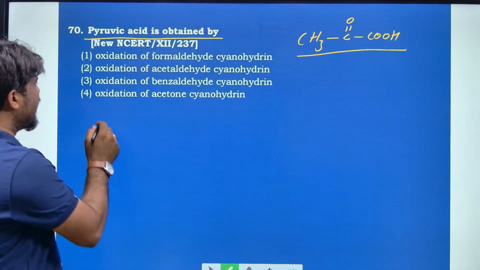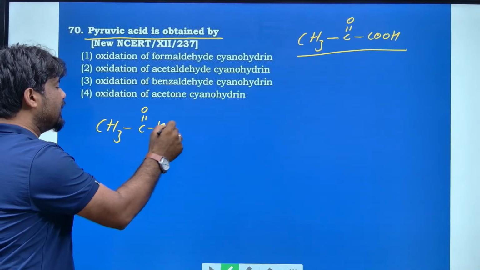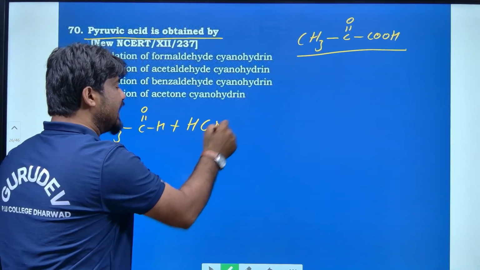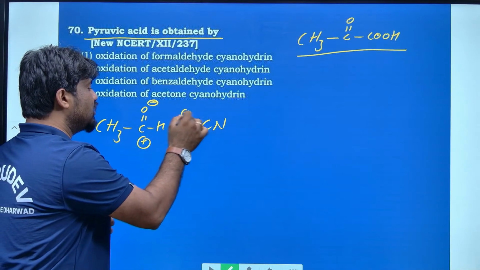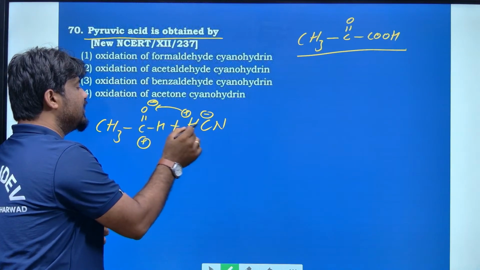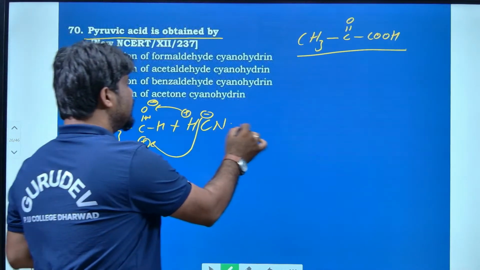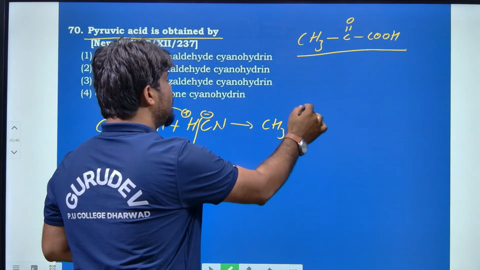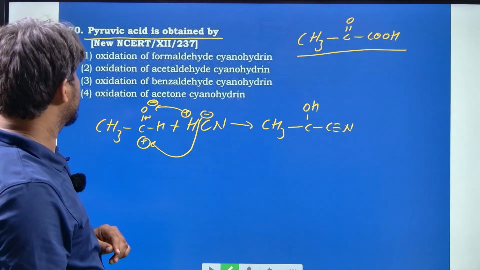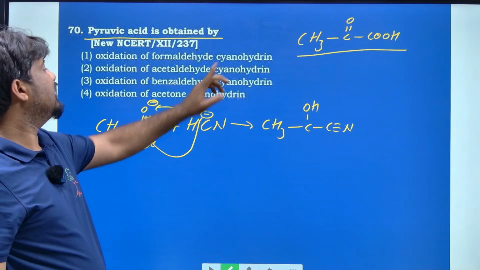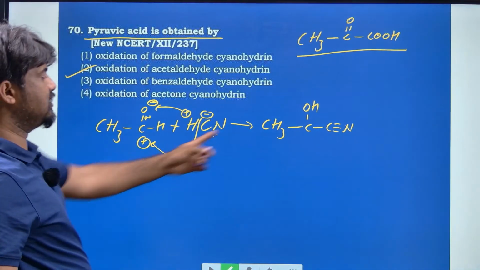Yes, this pyruvic acid can be obtained when aldehyde is reacted with hydrogen cyanide. Here what happens? Oxygen is negative charge, carbon is plus charge. H is plus charge, CN is minus charge. This H attacks here, this CN minus attacks here, this double bond breaks down. So it results in the formation of CH3, CHOH and C triple bond N. So this is the oxidation of acetaldehyde cyanohydrin. Okay, so the second option is the right answer for the question here.